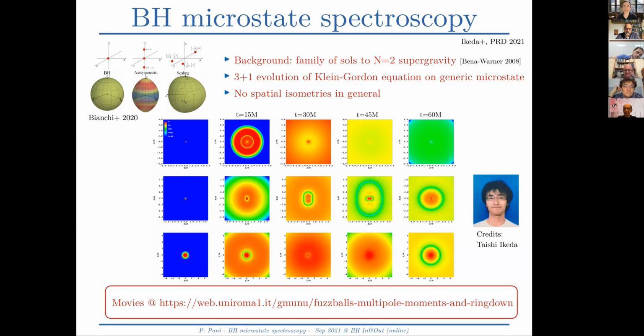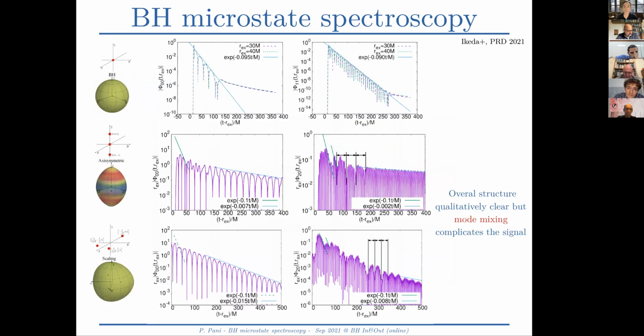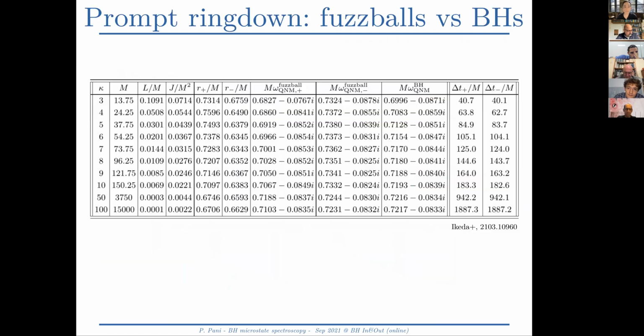Very nice talk. I want to ask whether, when you compare the quasinormal modes for the black holes and the fuzzballs, you are considering a non-extremal case or extremal case? Here it's the extremal case. So in this case, these are fuzzballs, which are microstates of extremal charged black holes.